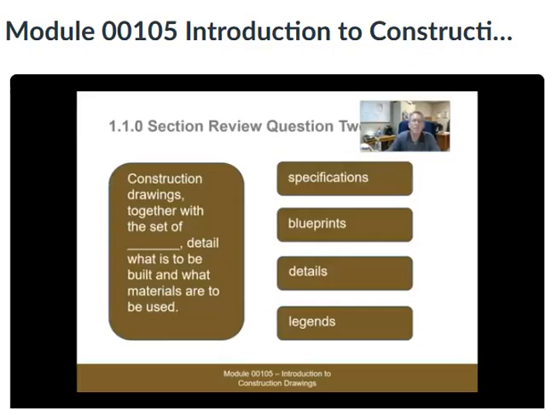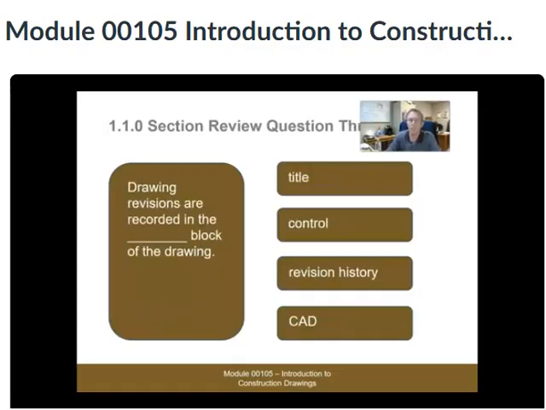Construction drawings, together with a set of blank, detail what is to be built and what materials are to be used. Is that specifications, blueprints, details, or legends? Well, every set of drawings comes with a set of specifications. And we want to make sure that we're checking both of those things that are there. We have to check the drawings and the specifications that come along with it.